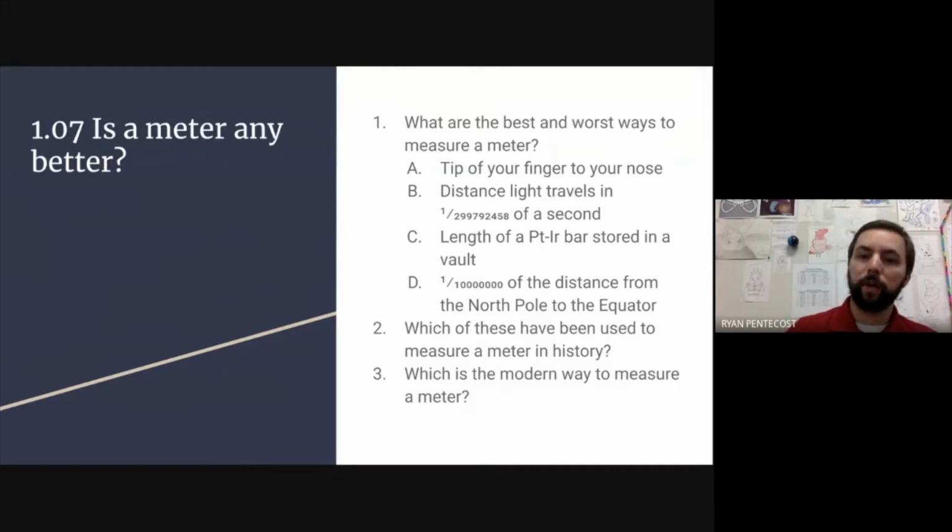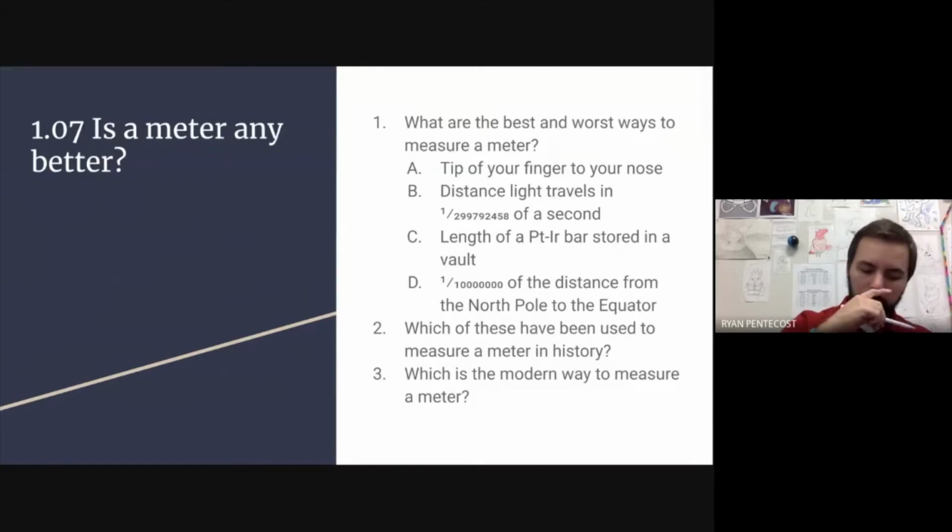The distance light travels in 1/299,792,458 of a second. Then there's the length of a platinum iridium bar stored in a vault. They really liked platinum iridium. Or what is that? 1, 2, 3, 4, 5, 6, 7. Okay, so that's 1/10,000,000th of the distance from the North Pole to the equator. Which of those would be the best way to measure a meter?